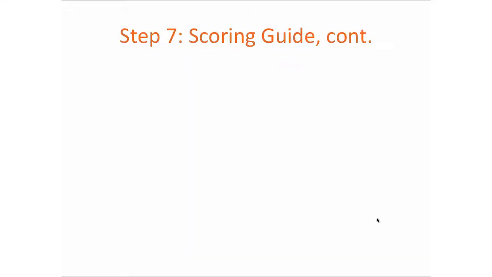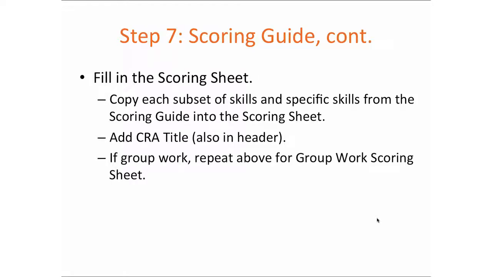After the scoring guide is complete, you can fill in the scoring sheet by copying and pasting items from the scoring guide as indicated. Each row should represent one subset of skills. Be sure to add the CRA title both at the top of the page and in the header. If there is group work that will be assessed separately, repeat this step for the group work scoring sheet. If there is no group work, you may delete the group work scoring sheet page.